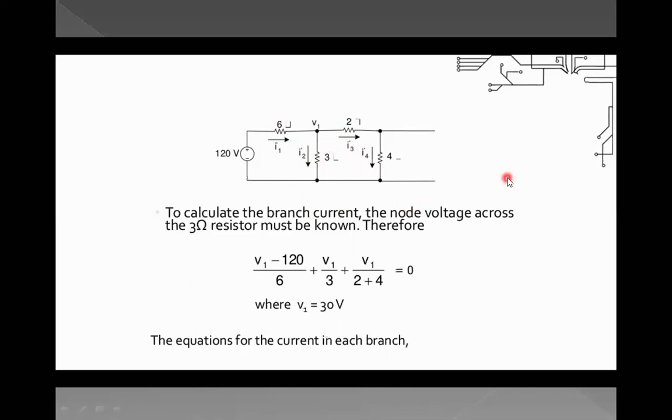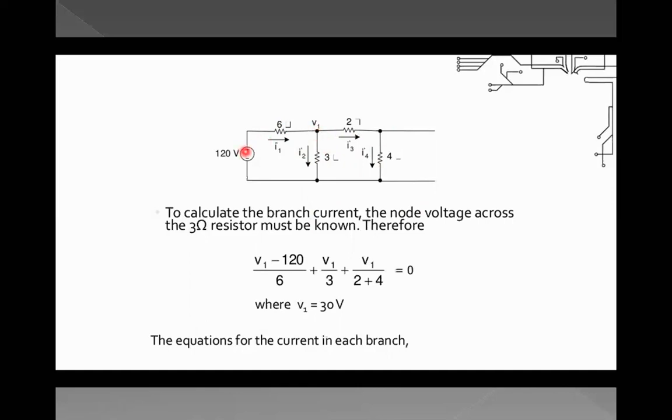Now to calculate the branch current, the node voltage across the 3 ohm resistor must be known. So we have labeled this node V1 and this V2. Now we need to find V1. Applying the node voltage method, previously we have seen how we can get the value of V1. So this should be what?